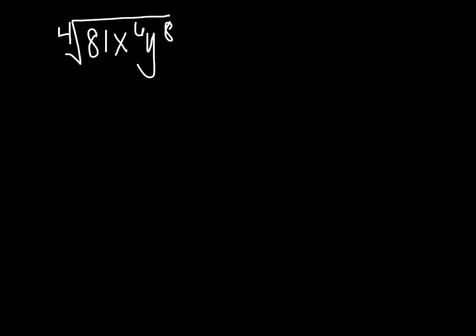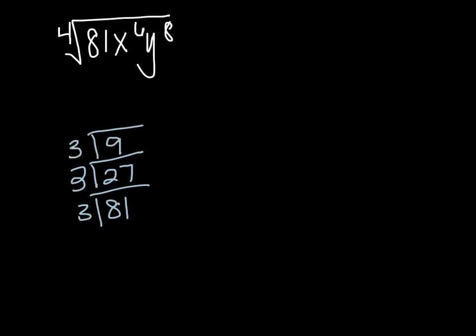All right, first thing I want to do here is break down 81. 81 is not even, but 81 is divisible by 3, and it goes in 27 times. 27 is divisible by 3, and it goes in 9 times. 9 is divisible by 3, and it goes in 3 times. 3 is divisible by 3, and it goes in once. So I'm going to write this out fully.